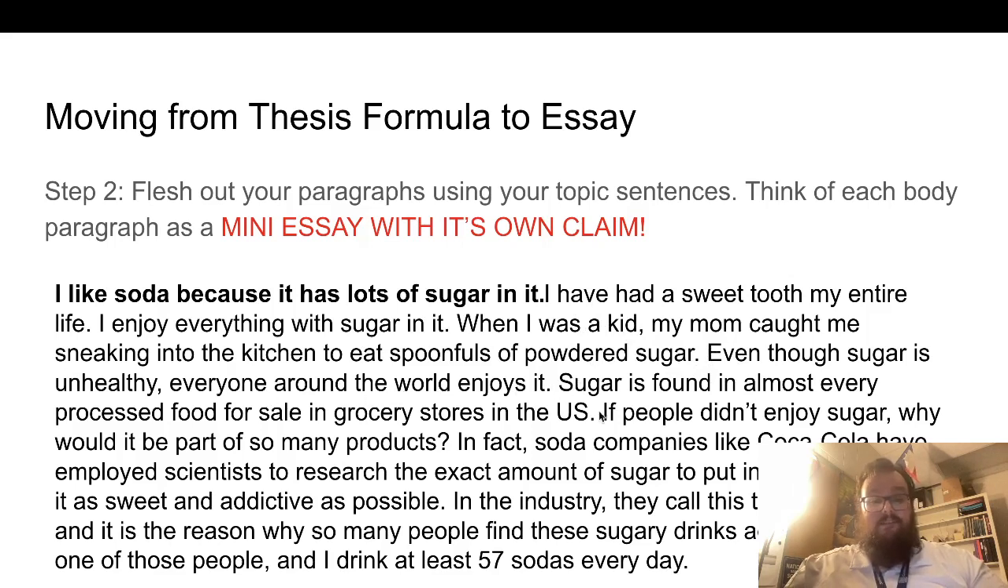But sugar is found in almost every processed food for sale in grocery stores. I mean, it's close to it. If you watch any of those sugar documentaries, they'll talk about how there's sugar in everything, and they'll complain about it. Anyway, I didn't look any of this stuff up, but you could if you wanted to, right?